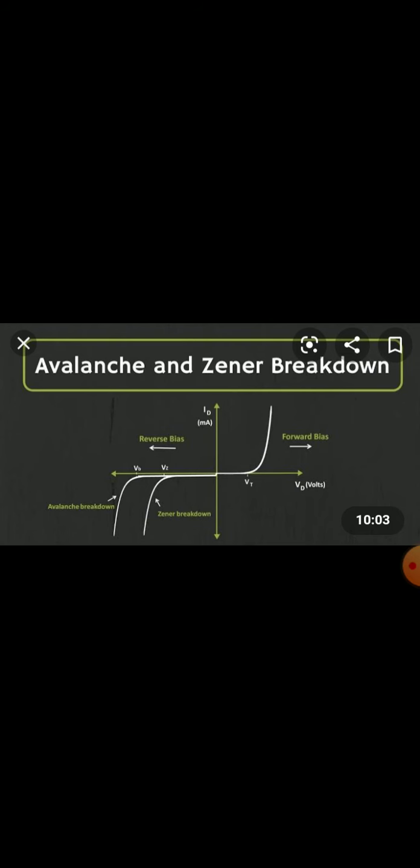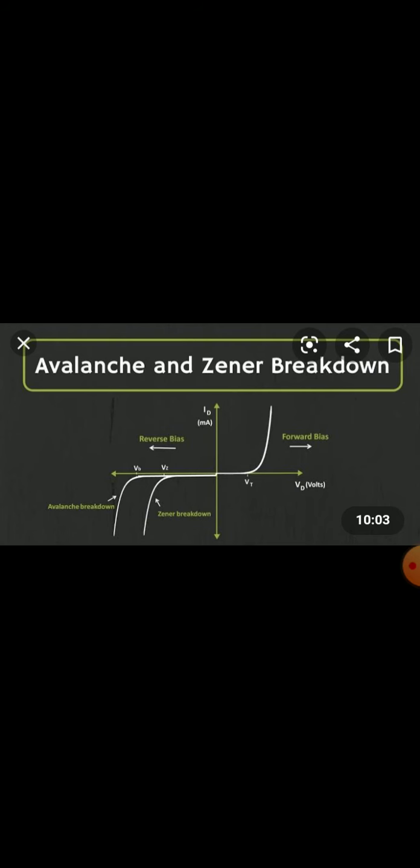First, avalanche breakdown. The avalanche breakdown occurs in a PN junction diode that is moderately doped and has a thick junction, which means the depletion layer width is high. It occurs in that layer when we apply a high reverse voltage across the diode, higher than the Zener breakdown voltage.